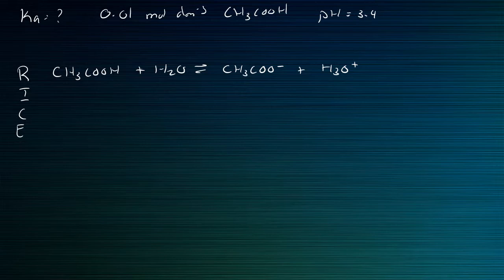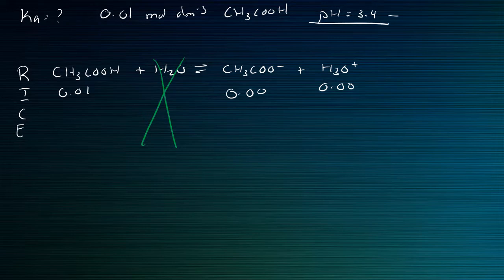All right, so we know our initial is 0.01. We do not care about water, so I'm just going to draw a big X through that section because it's part of the Kw. All right, and then this was before dissociation, therefore our ions are not present as of yet. All right, where do we go from here? We are given a pH. So that means this can give us our hydrogen ion concentration at equilibrium.